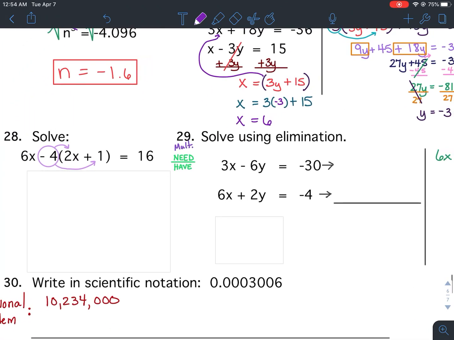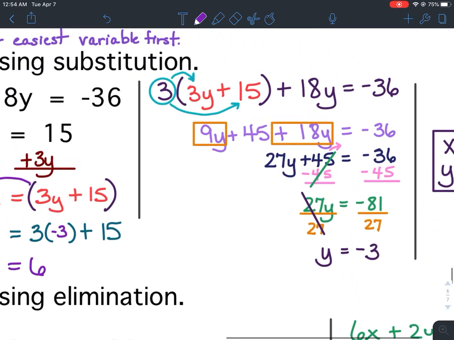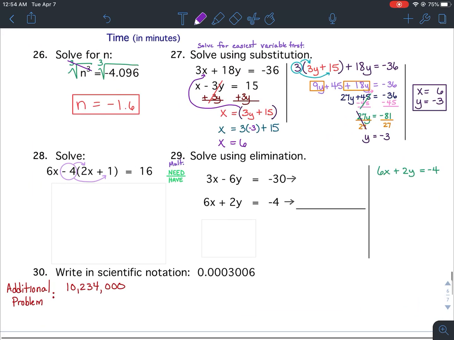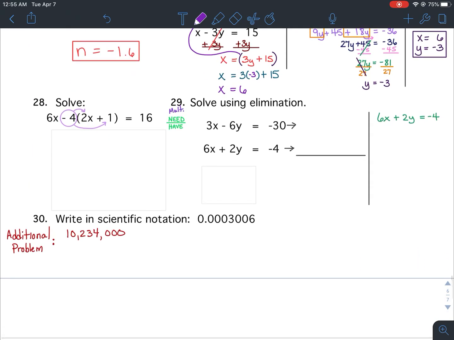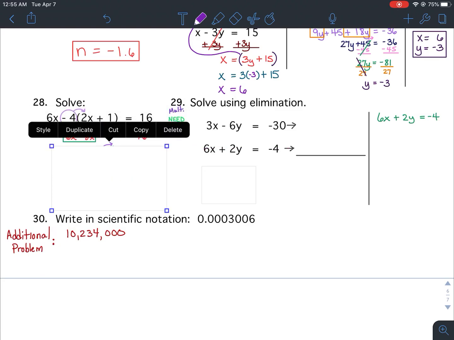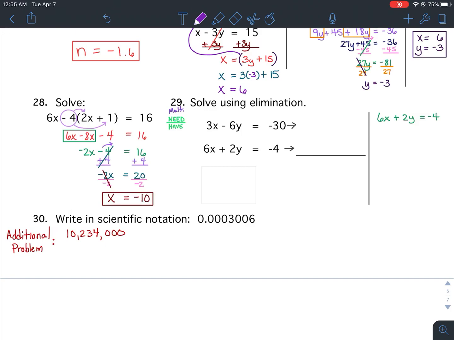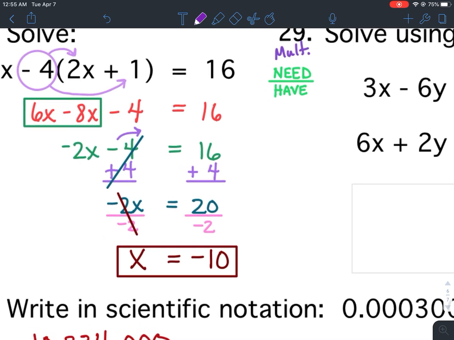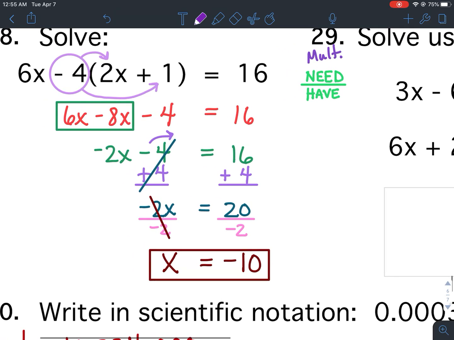28. Well, 28 is no different than what I did in this middle section up in 27. It is a multi-step equation. The first step is the distributive property. After I do the distributive property, I combine like terms. After I combine like terms, I get my variables to one side, my constants to the other side. And then the last step would be to divide. So distributive property is how I got 6x minus 8x minus 4 equals 16. So this was what I got after the distributive property.